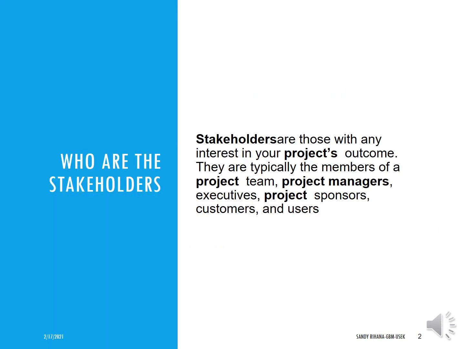So basically, let's first define who the stakeholders of any project are. Any person who has an interest in the project outcome and who can affect or be affected by the project is a stakeholder. We can divide them into internal and external stakeholders. In this case, we can have members of the project team, the project managers, the executives, the project sponsors, customers, and users, etc.